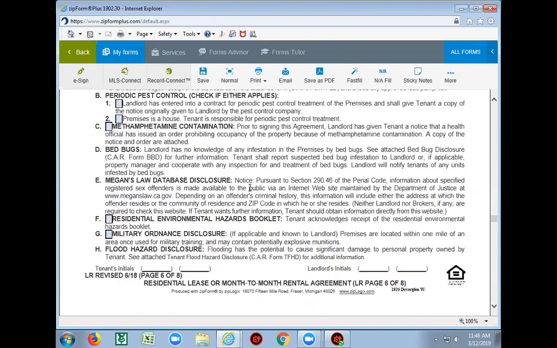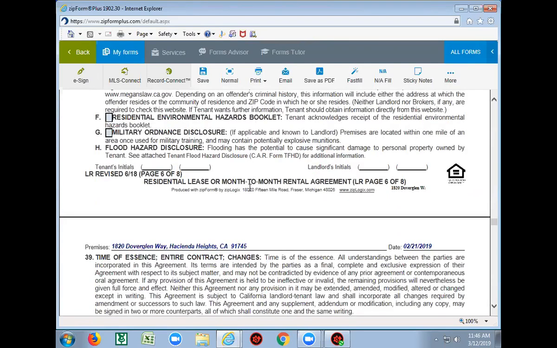F, the residential environmental hazard booklet. If you want to give it to them, just like the natural hazard disclosure, not the booklet, not earthquake or lead-based paint safety, earthquake safety. Those booklets, if you want to give it to them, that's fine. You mark it over there. So tenant acknowledges receiving a residential environmental hazard booklet. If the house is located in a particular area, you want to let them know, fine.